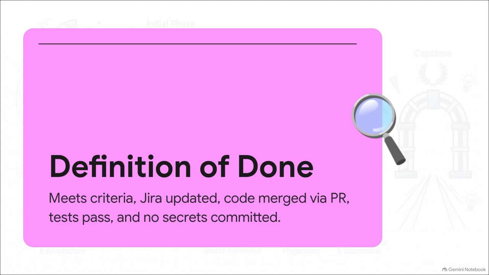And remember, you cannot consider a task finished until it rigorously satisfies the definition of done. The acceptance criteria must be met using synthetic data, never real financial or personal data, obviously. Jira has to be fully updated. The code must be merged via a pull request with passing CI tests.